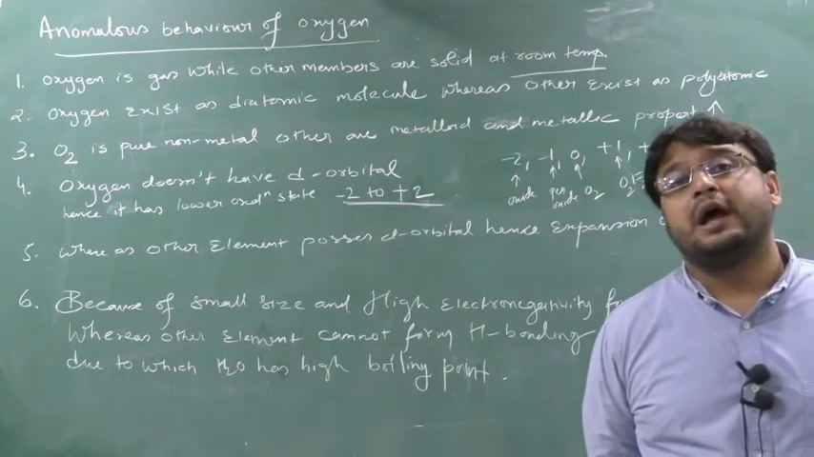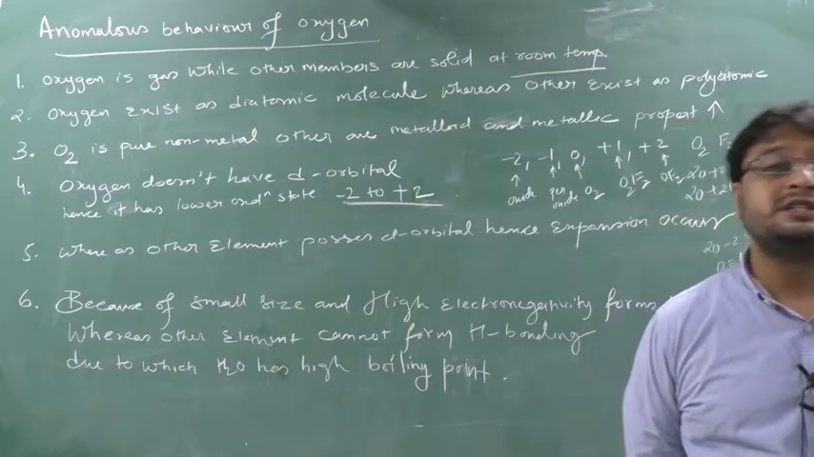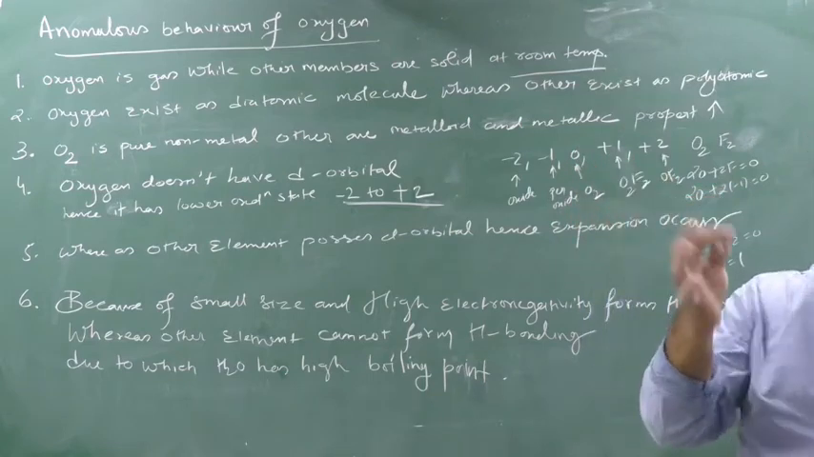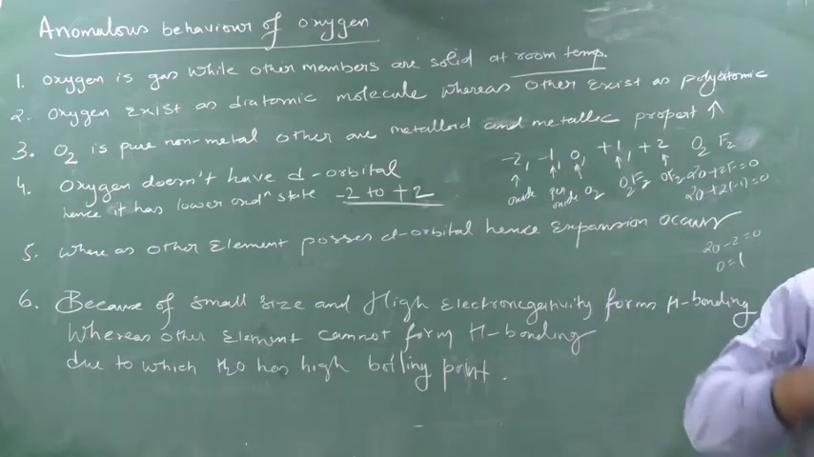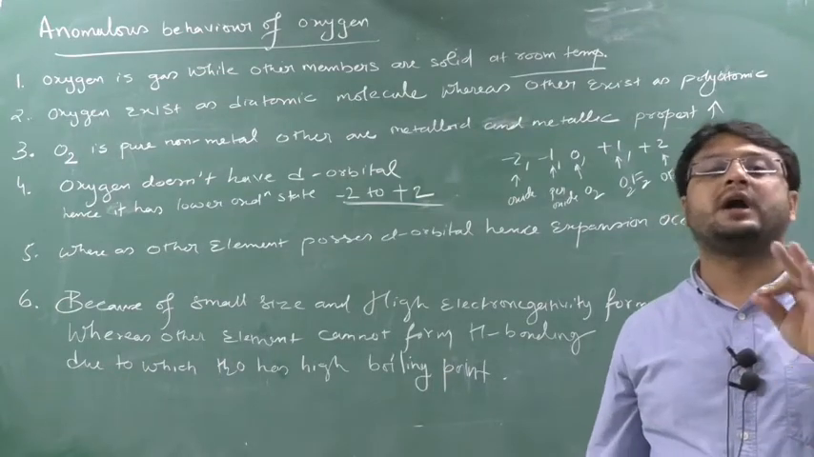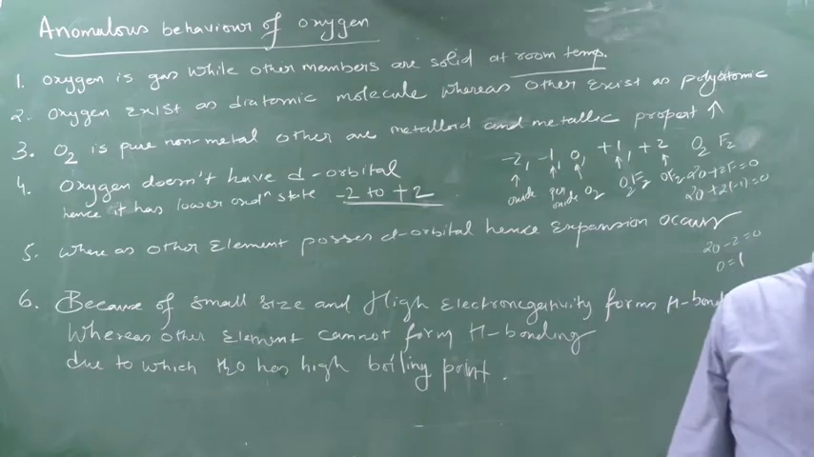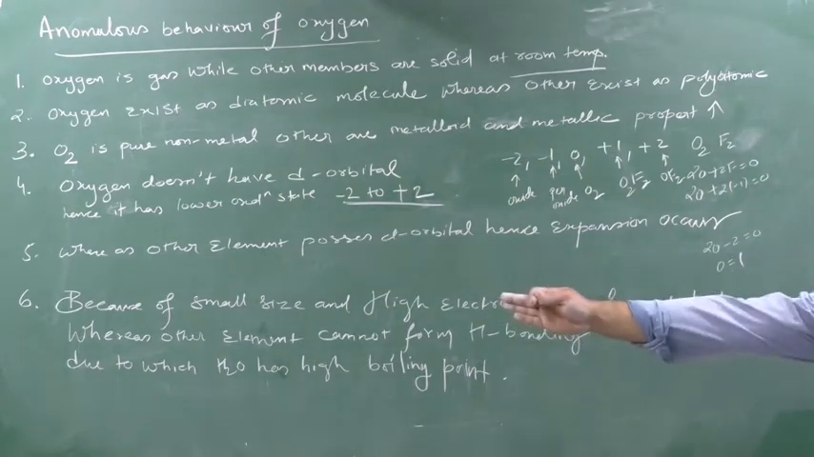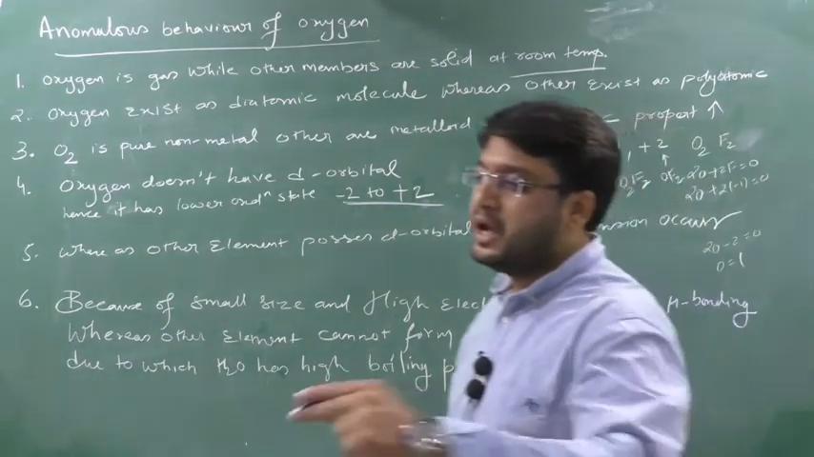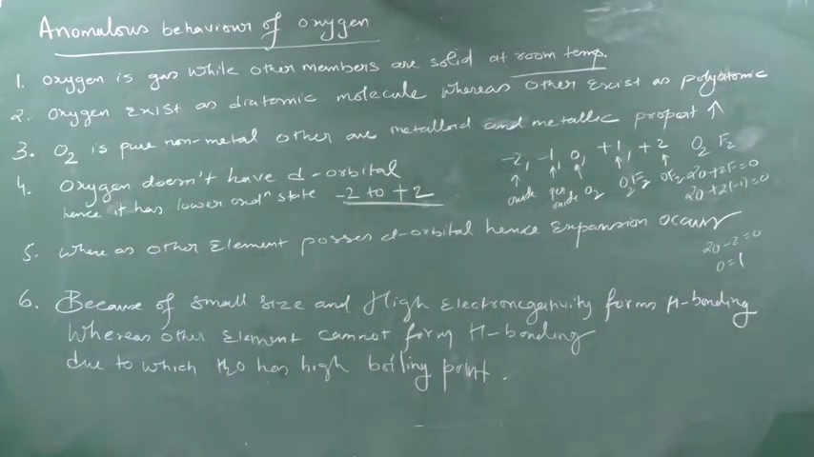Due to this reason, the oxygen compound H2O will form hydrogen bonding with a number of H2O molecules and form a cluster. Whereas H2S cannot form a number of hydrogen bonds with other H2S. Similarly, H2Se, H2Te. Due to this reason, H2O has a higher boiling point than H2S, H2Se, H2Te. Clear? So because of small size and high electronegative nature, oxygen forms hydrogen bonding, whereas other elements cannot. Due to this reason, water has a higher boiling point than the other hydrides of group 16 elements. Clear this part? So this is the anomalous behavior of oxygen. You can write it down and study.